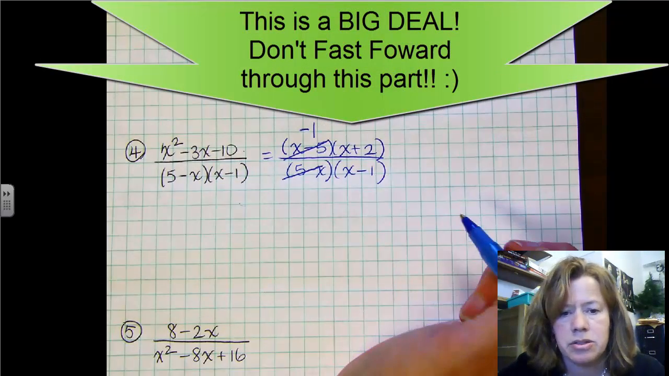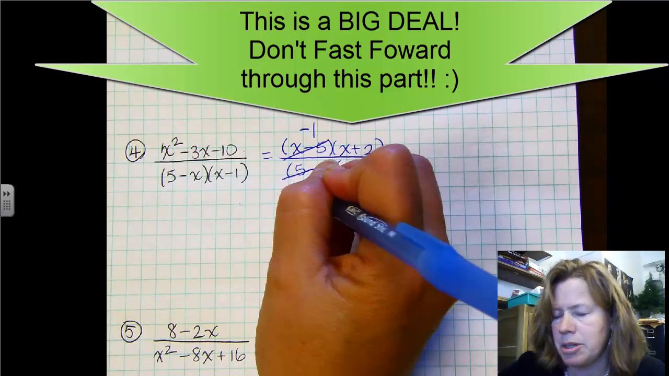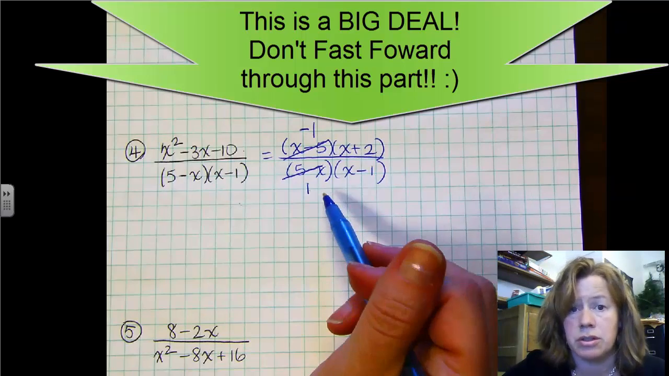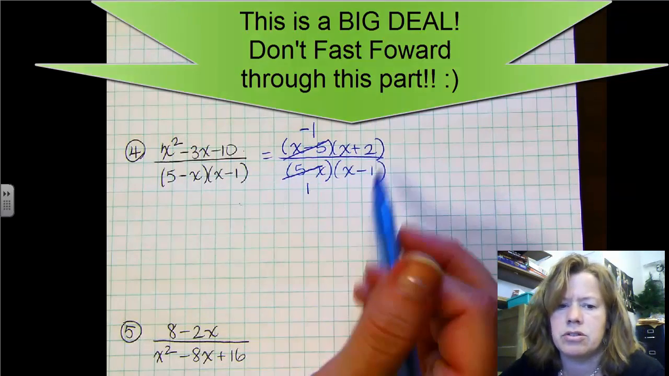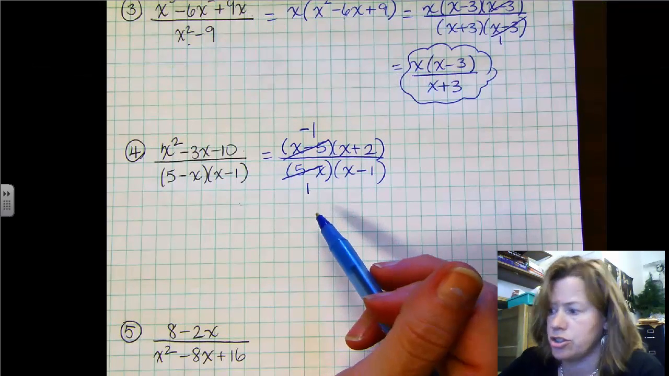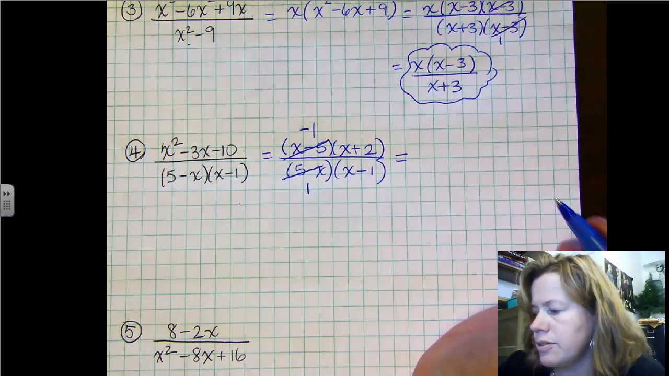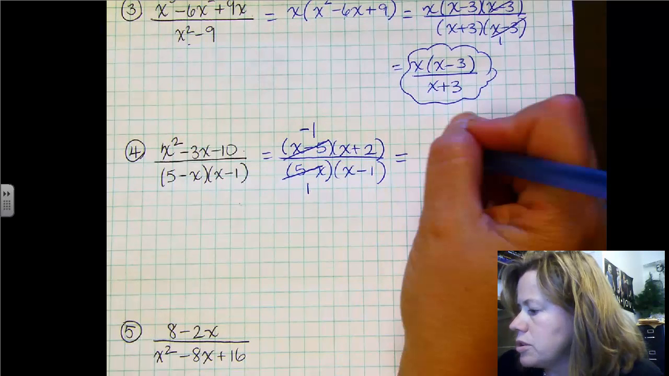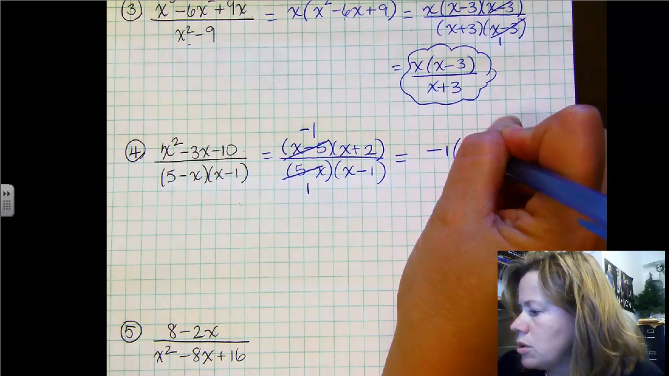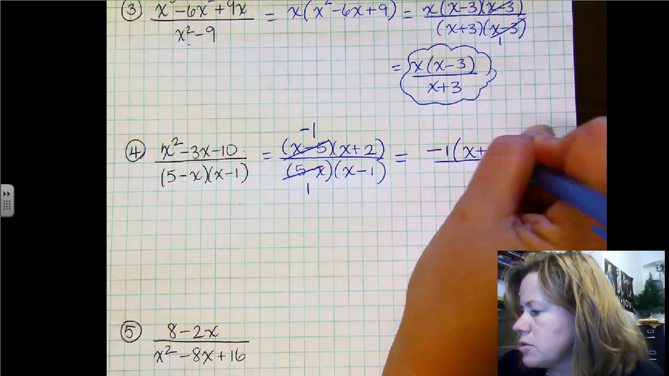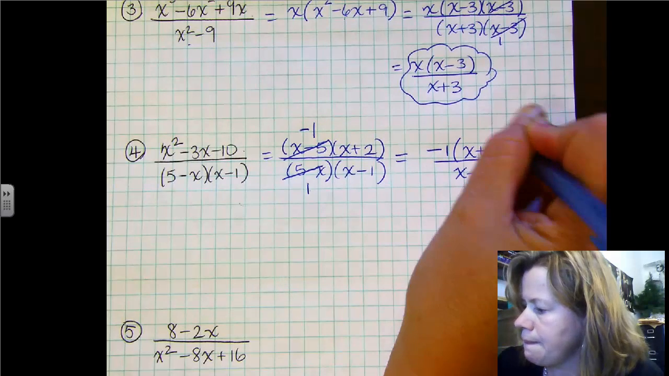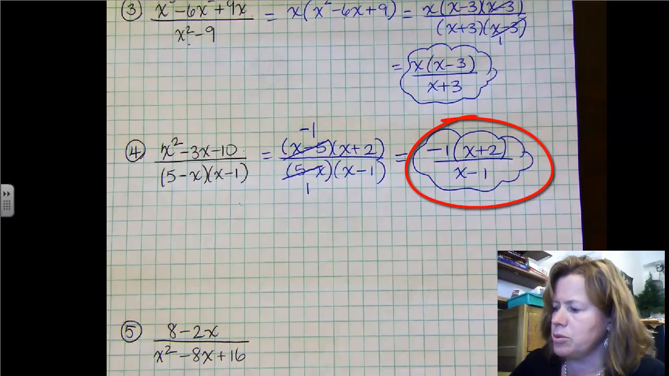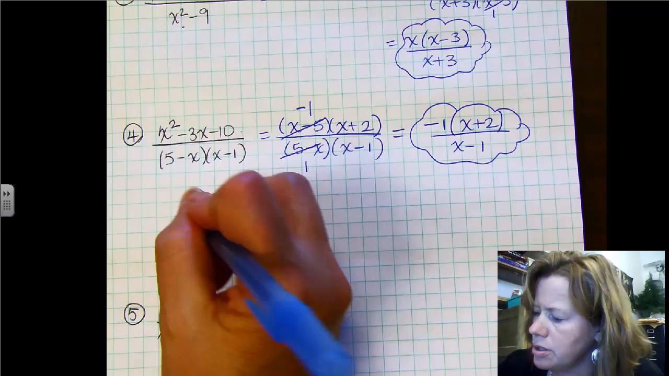It's just a good habit. -1 divided by +1 is -1. I'll show you why that's so special in class tomorrow, but for now you just need to know that special reduction. I can't factor or reduce anything else, so I'm just going to gather things up. I have -1 times x plus 2 over x minus 1.